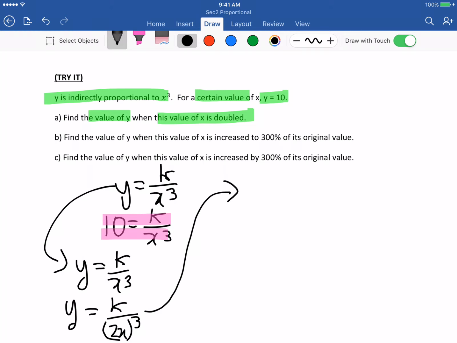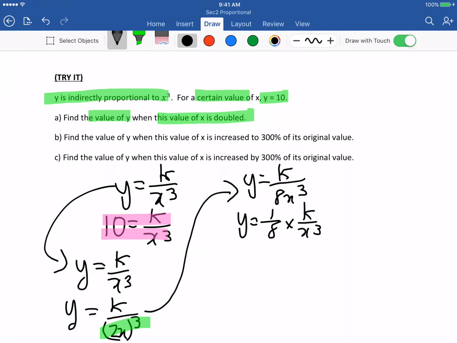What's the next step? This cube belongs to who? You must understand that this cube belongs to both the 2 and the x. So write as y equals k over 8x cubed. Next step, we can separate this out. This is as good as 1 over 8 times k over x cubed.